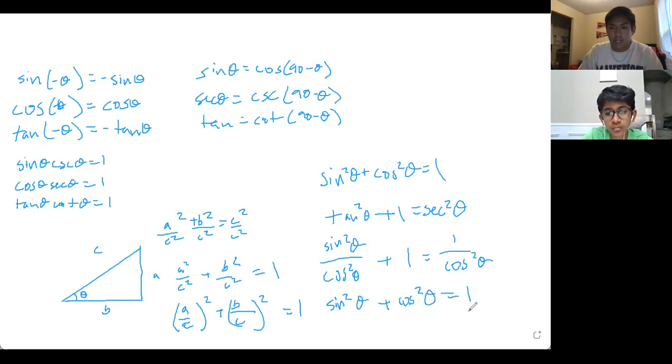Right? You get to something like this. And then we know that this is 1. So 1 equals 1. Do you see that? A lot of times you'll end up coming back to something like this. Okay, makes sense?